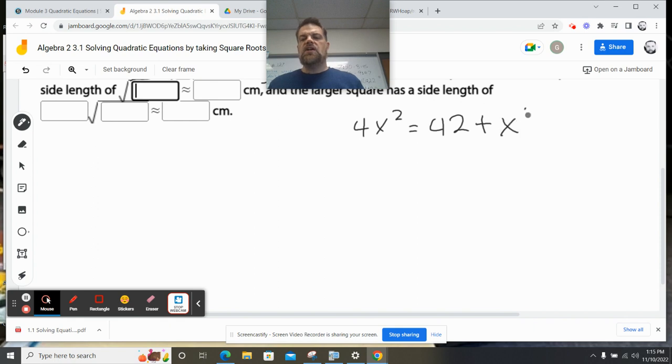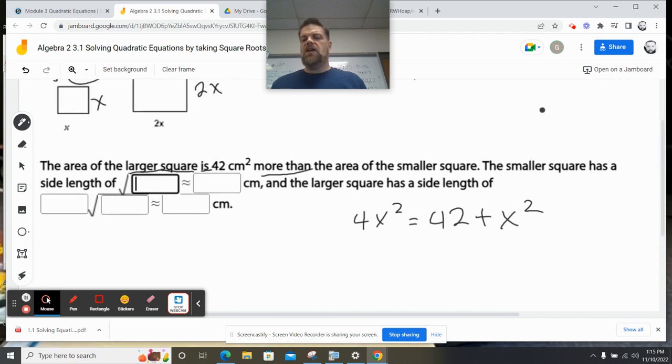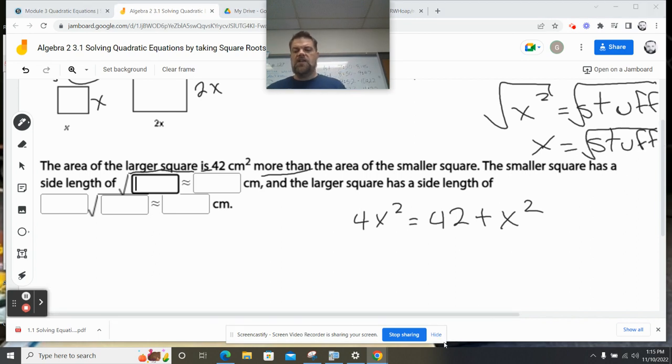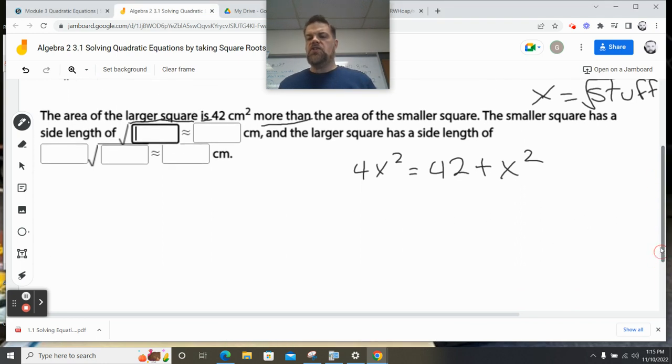plus x squared. So the main thing that I want to do here is get x squared and some stuff on the other side. The reason is I'm going to take the square root of both sides, and that'll give me x equals some stuff, or the square root of some stuff. Okay. We're going to solve this equation by getting all the x squareds. Now, this is interesting. I have x squareds on both sides. This is technically 1x squared, and this is 4x squared.